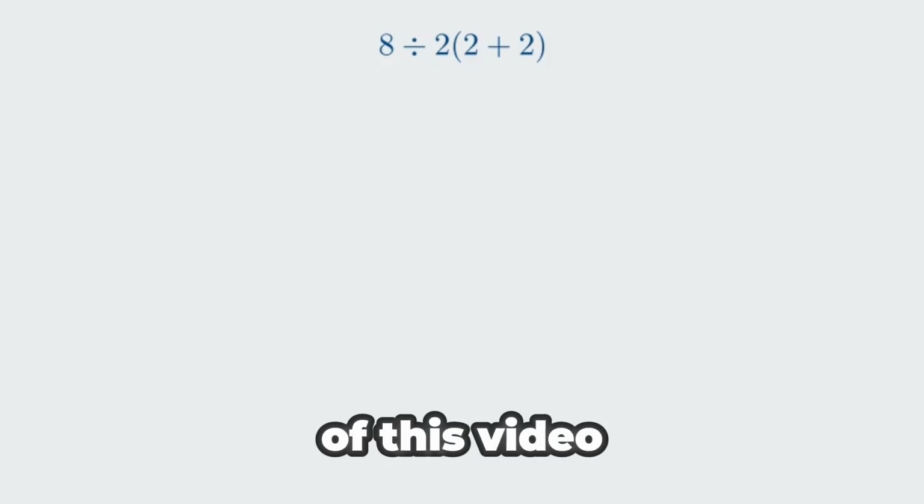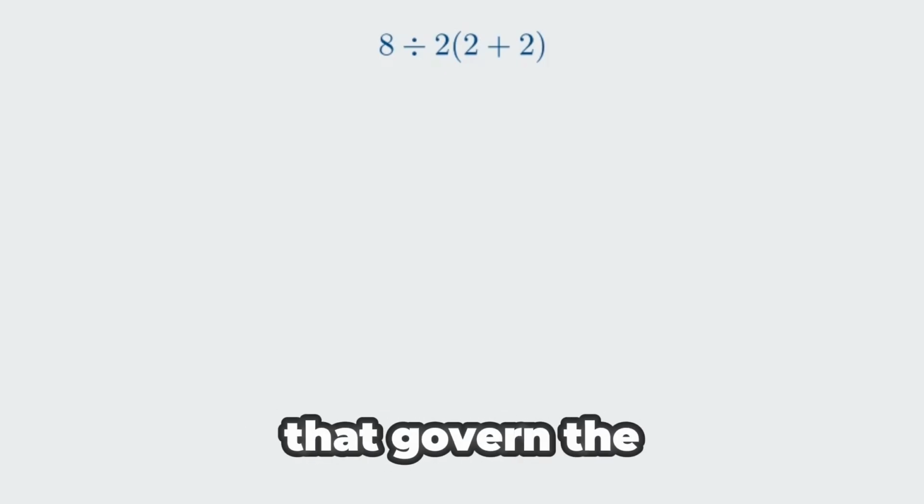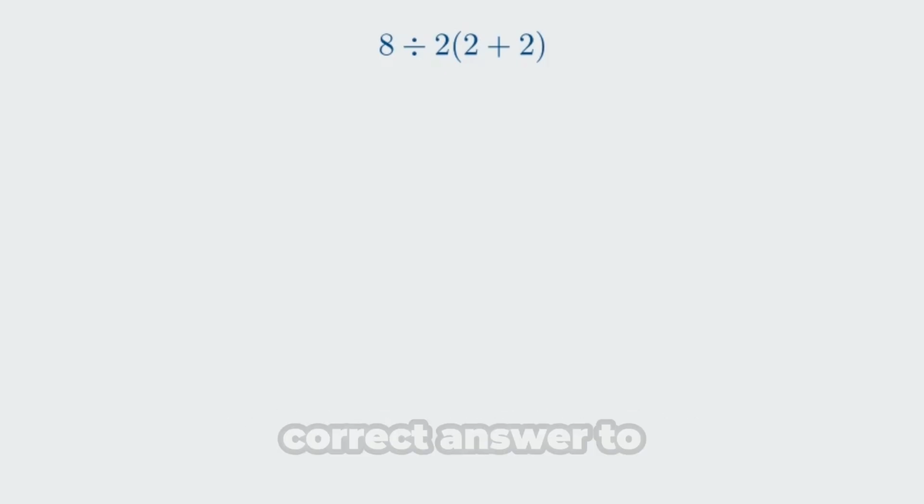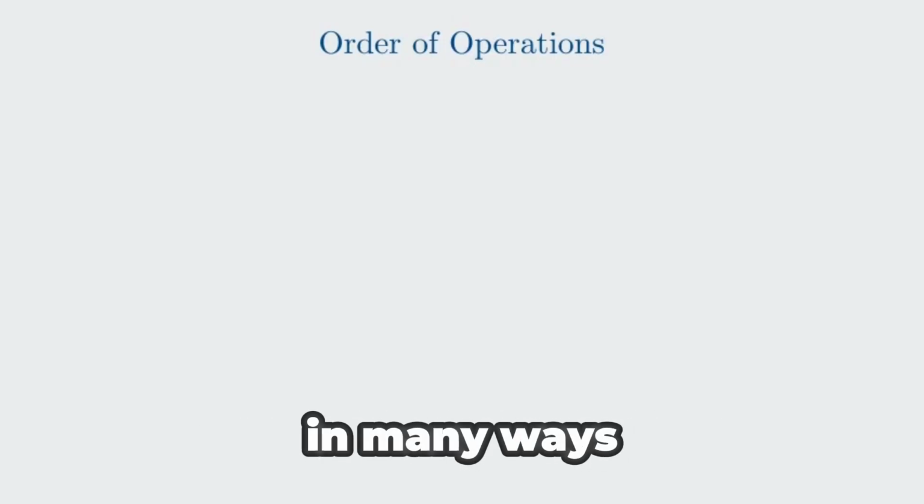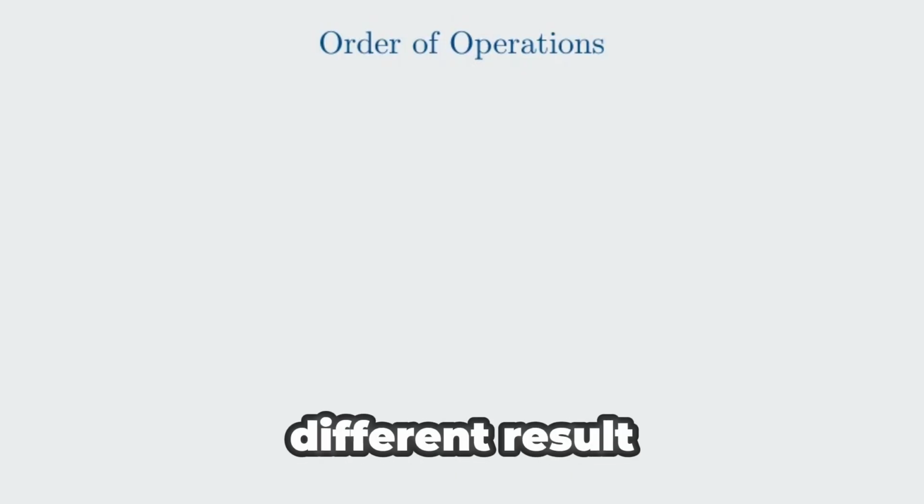And which answer is correct? By the end of this video, you will be able to explain the rules that govern the order of operations and determine the correct answer to problems like this. Let's get started. The source of the confusion lies in something called the order of operations. The order of operations is a set of rules that defines the sequence in which mathematical operations should be performed. Without these rules, a single expression could be calculated in many ways, each giving a different result.